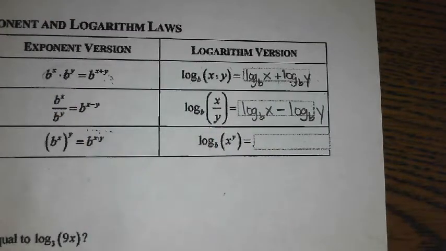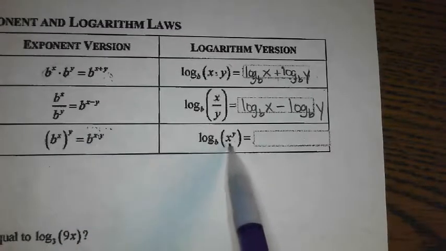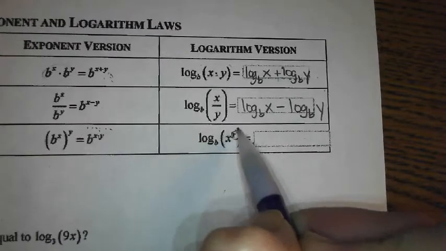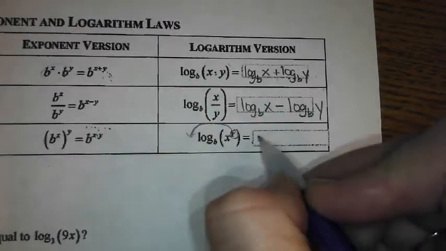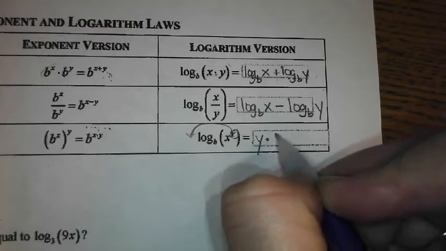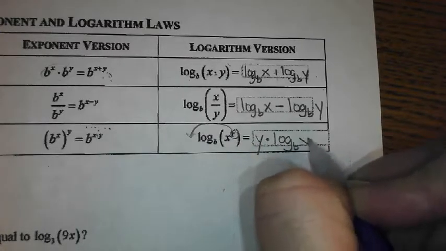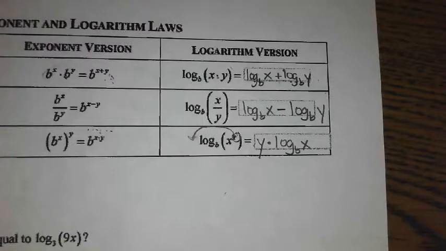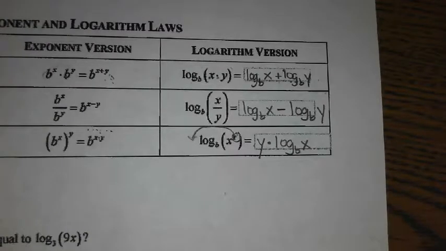This next one is the most unique and probably the most useful. You'll actually probably know it the best. It is when you take the log of something that has an exponent, that exponent gets written out in front. So it's y times log base b of x. And we will use that one most often, you'll soon find out. Okay?